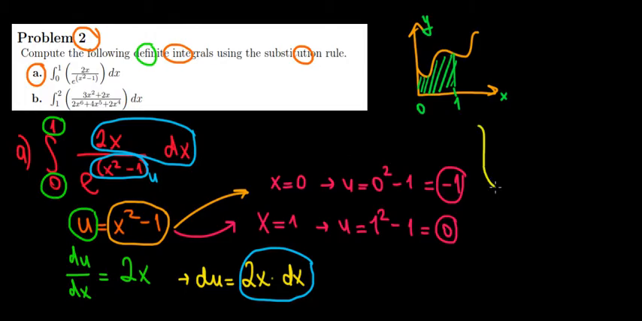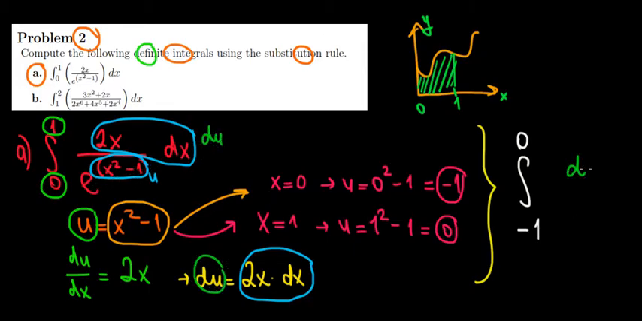Now with that said, we can write our new integral. So we'll do it over here like that. The integral, let me just change colors. The integral will have the boundaries between minus 1 and 0, and instead of all this thing that we had before with x, we're going to substitute with du divided by e to the power of u.